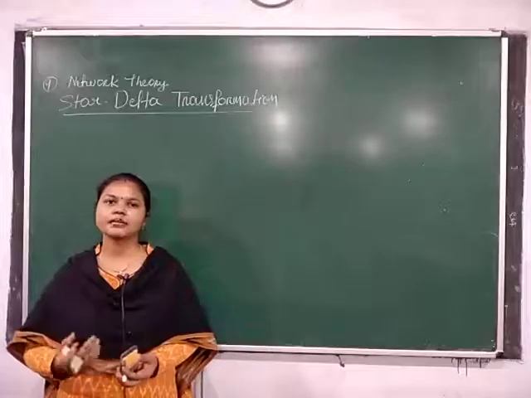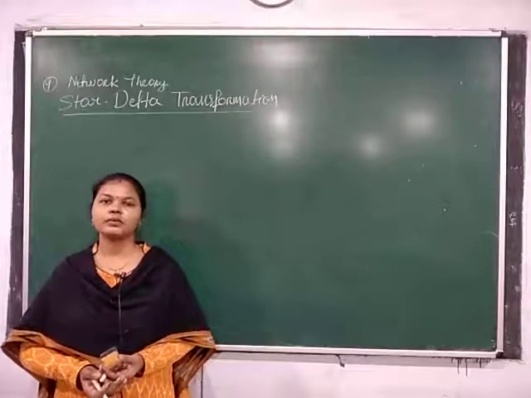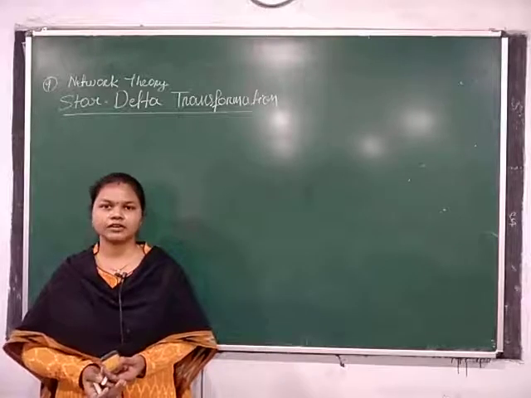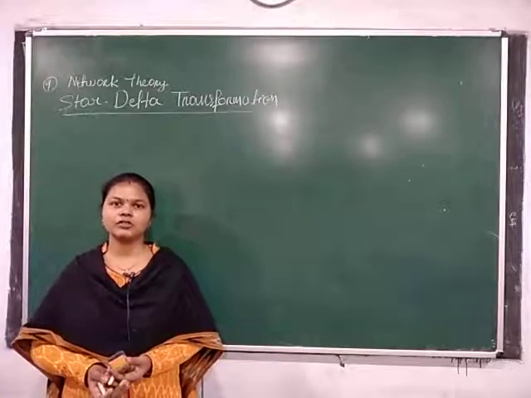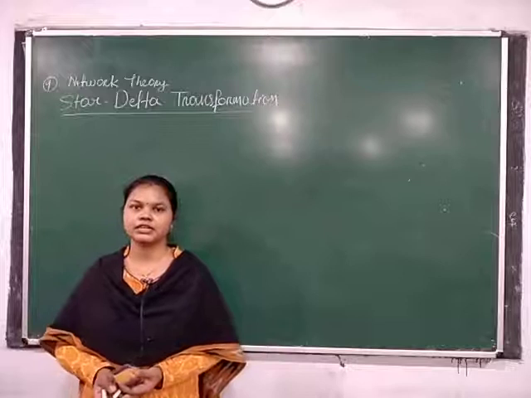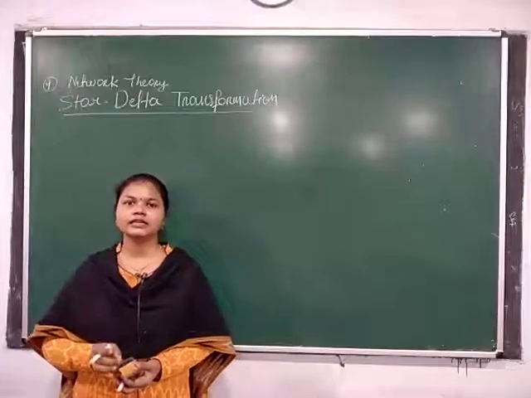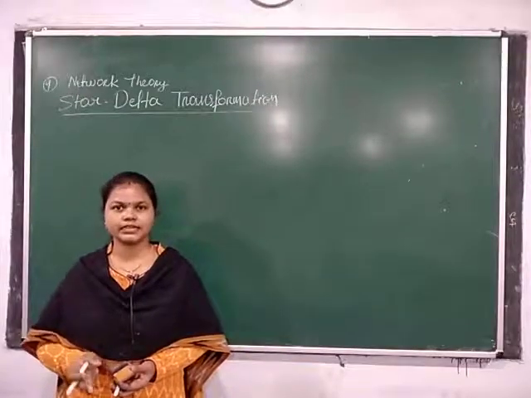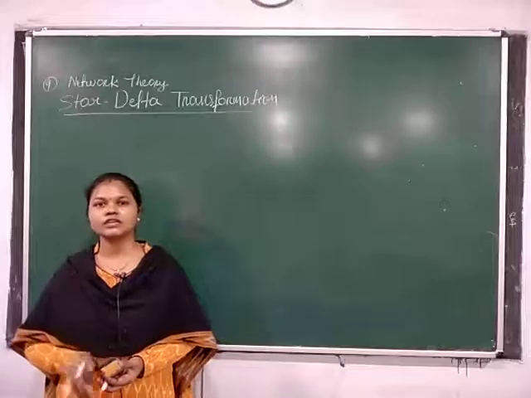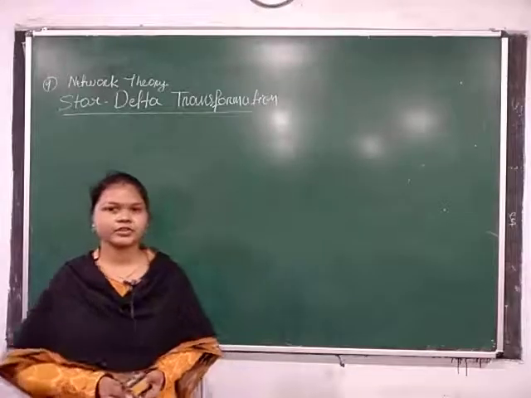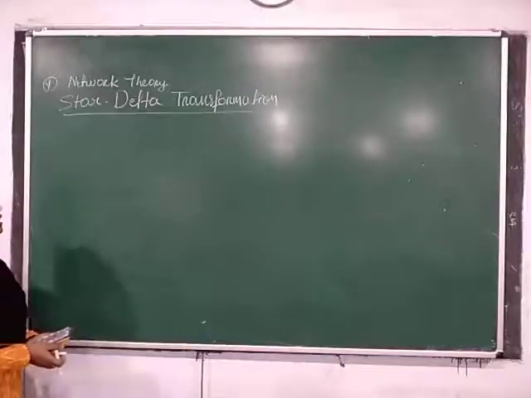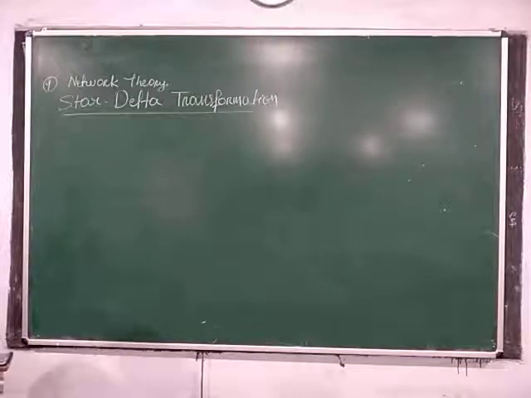Suppose there is a complex network and you want to reduce the circuit or rearrange the circuit for better simplification, then you need this star to delta or delta to star transformation. So, how are star and delta connected?